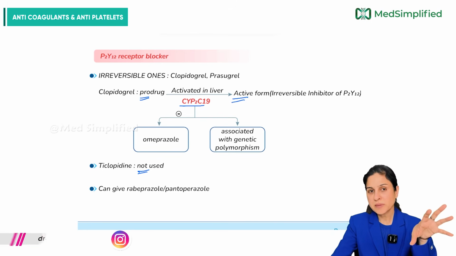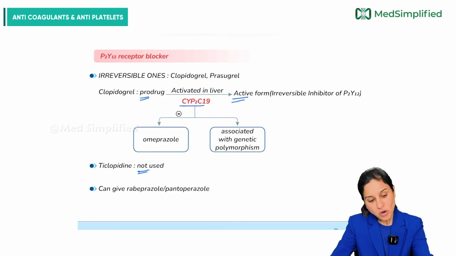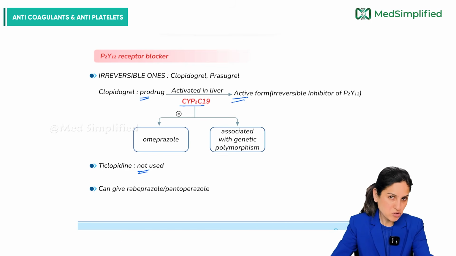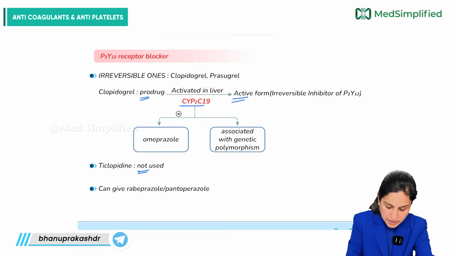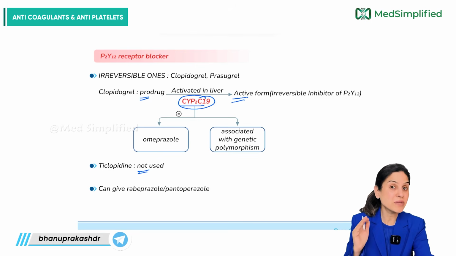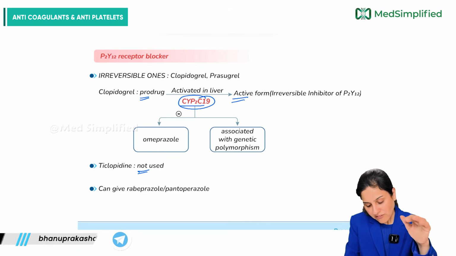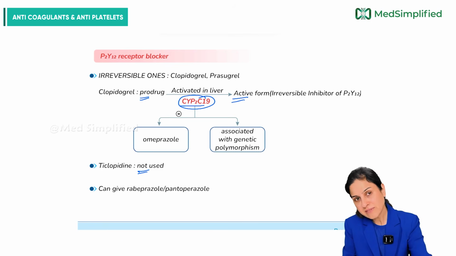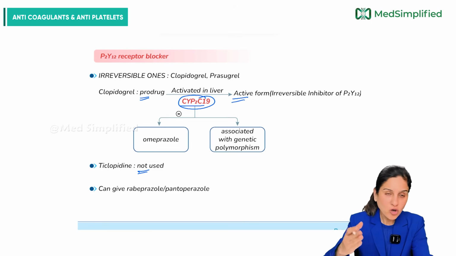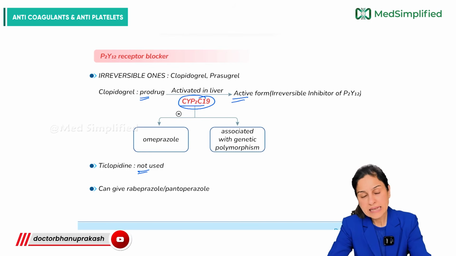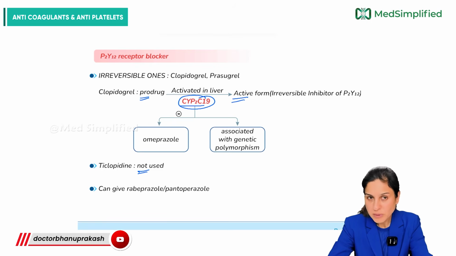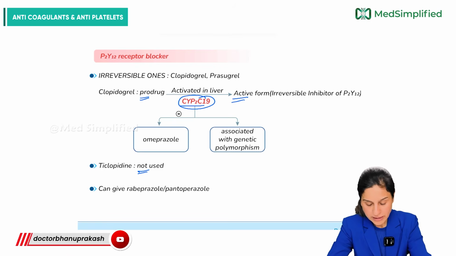So, let's say the patient is being given clopidogrel and you also give omeprazole to this patient, which is a proton pump inhibitor. Omeprazole is going to inhibit this CYP2C19. It's an inhibitor of the cytochrome. So if omeprazole inhibits CYP2C19, then clopidogrel is not going to be converted into the active form and it will lead to failure of therapy in that patient. So we should not give omeprazole along with clopidogrel.